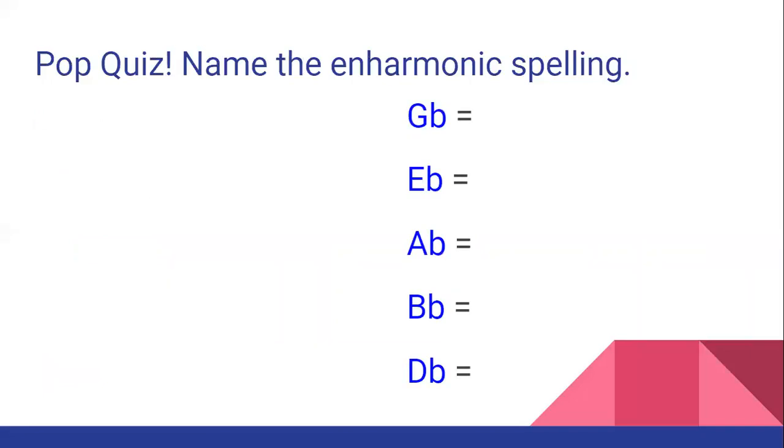What if I give you the flats? Could you tell me the enharmonic sharps that go with it? So what is G flat the same as? F sharp. What is E flat the same as? D sharp. What is A flat the same as? G sharp. What is B flat the same as? A sharp. And what is D flat the same as?